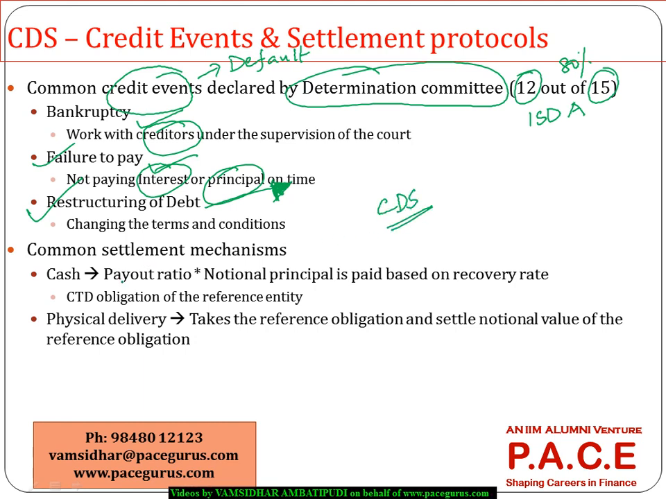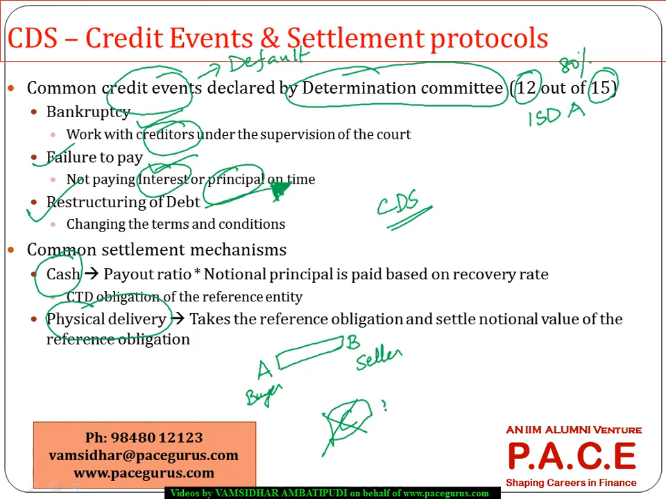Generally in the CDS protection we talk about either a cash settlement or a physical delivery. When we talk about physical delivery, let's say A and B have got into a CDS. A is a buyer of CDS and B is a seller of CDS on the reference obligation C. So let's say C has defaulted.